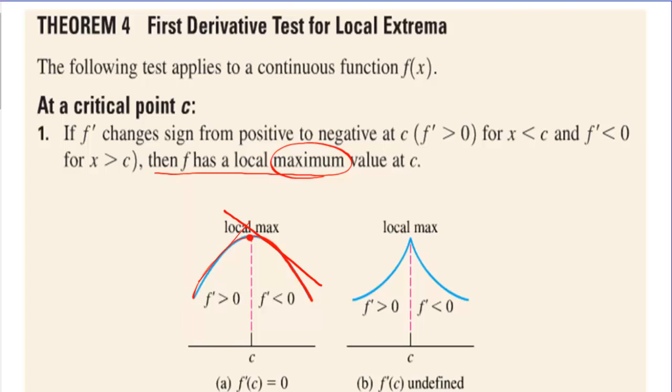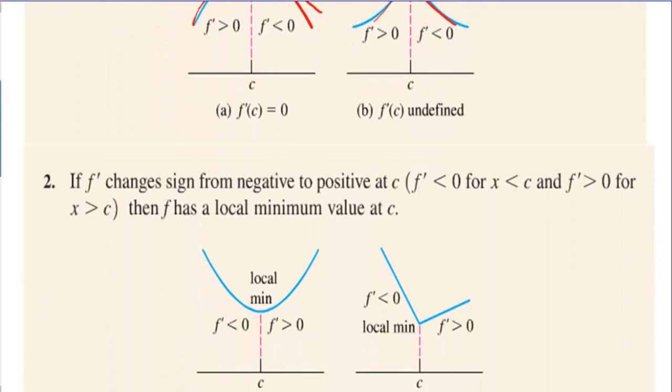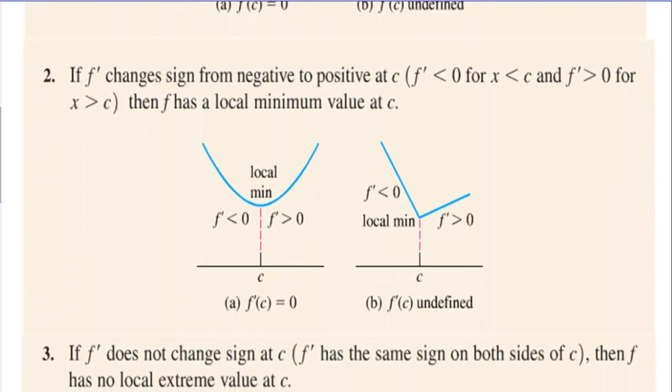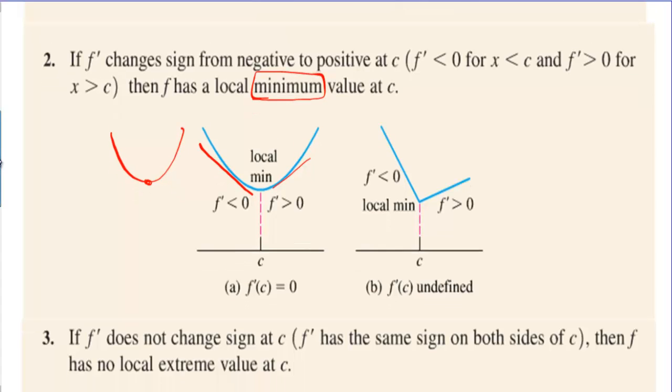And the same even if the derivative is undefined. If the slope of the tangent values go from positive to negative, you must have a maximum value there, at least a local maximum. If f prime changes signs from negative to positive, then you have a local minimum. If the values go from negative to positive, that means the function decreased and then increased. That creates a minimum value.